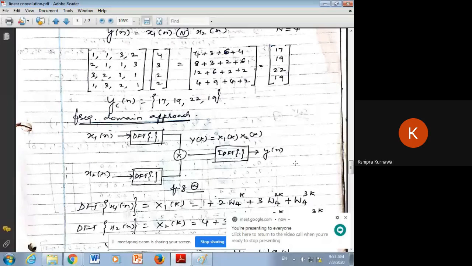Yes, sir. Okay, now we are calculating a DFT of the first sequence. How do you calculate that? So we'll go with that part. So we are calculating a DFT of the first sequence.